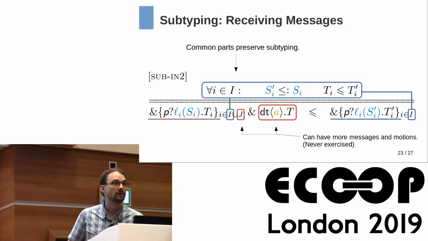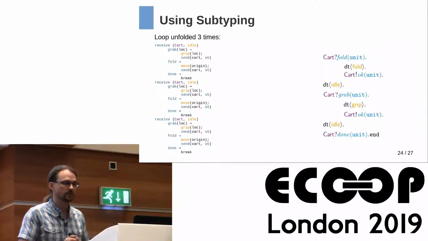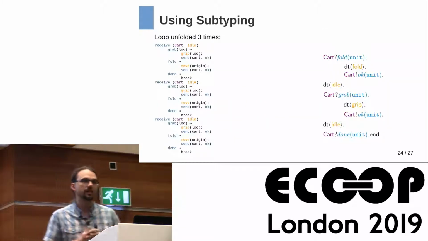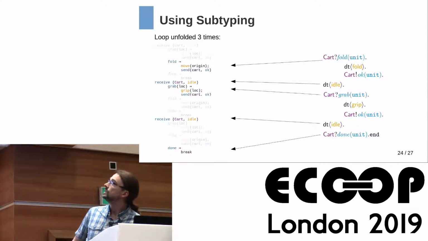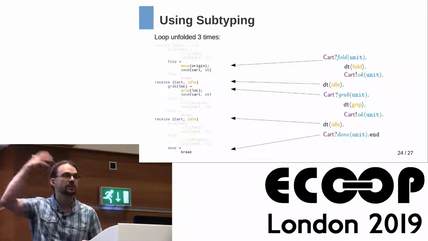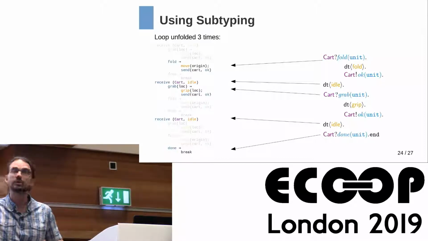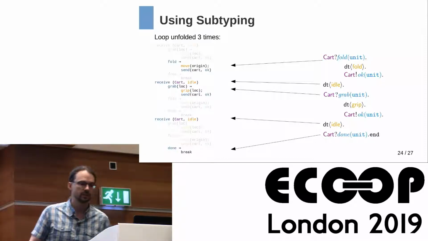So if we go back with this observation to our example, roughly what the subtyping does at a very high level is that we can think of unfolding the loop a few times. And now we are just going to use the subtyping for each of those actions, so that in some sense, at each unfolding of the loop, we just pick the message that we want.